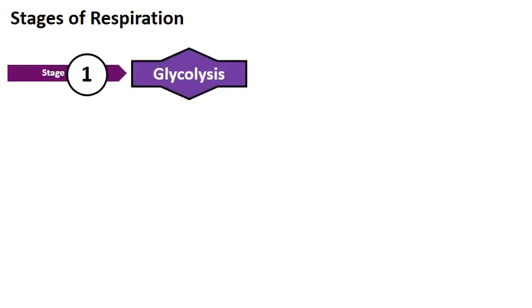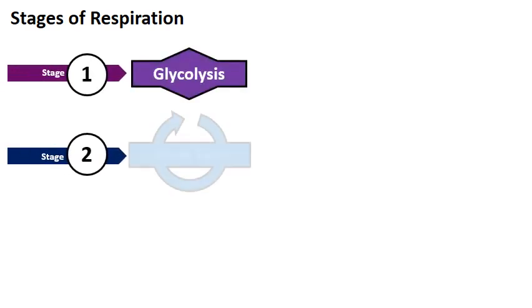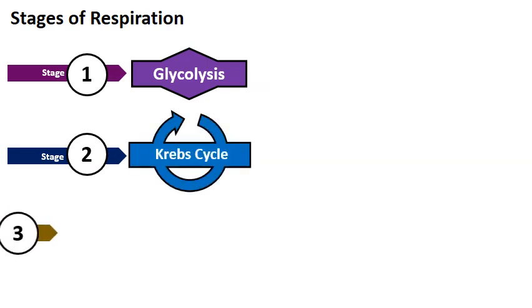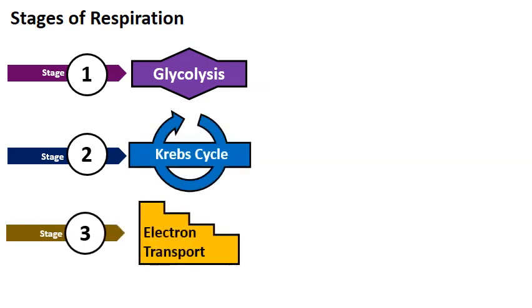Cellular respiration is divided into three main stages. The first stage is called glycolysis. The second stage is called the Krebs cycle. And the third stage is called electron transport, sometimes known as oxidative phosphorylation, which is a big term, which is why we're going to go with electron transport.